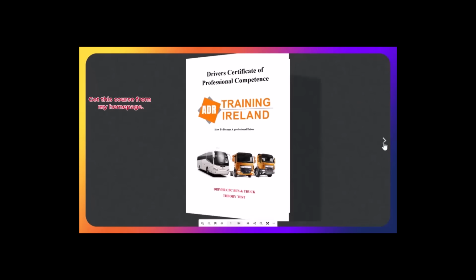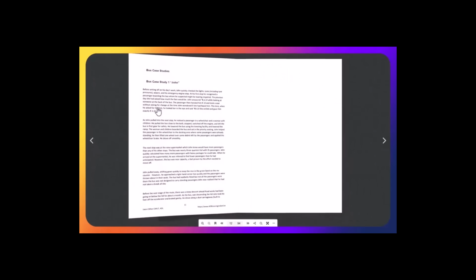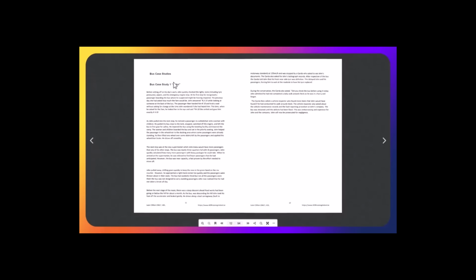If we go in, if you use these controls here, or you can use these big arrows on the sides, go to the next page, or you can just click on the page down here to the page you want, or you can do a search. So here, CPC process and steps. You probably passed all this, the theory, your lessons. Then it goes on about the case studies, driving lessons, the walk around, practical driving test, your driver CPC card. Literally everything is here. If I click on this bus case studies, click, bang, go straight to the page.